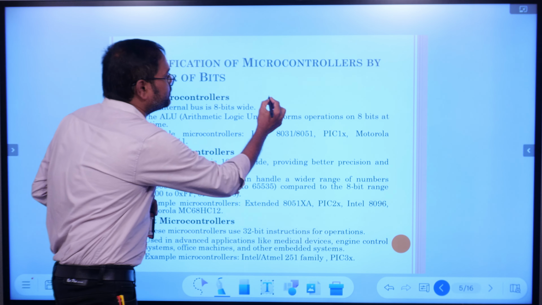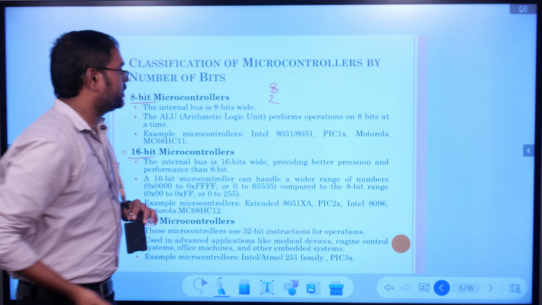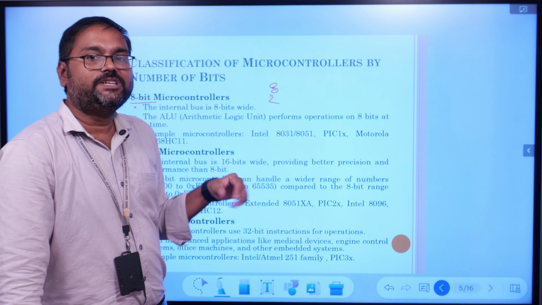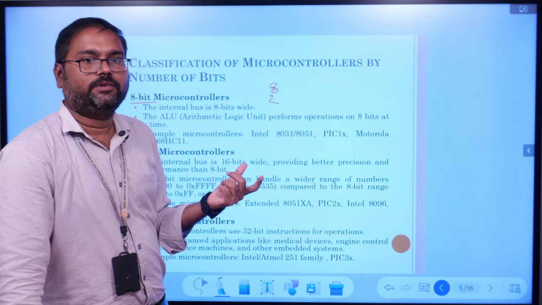So 8-bit means this particular processor can handle 2 power 8. Simply, it can process 8 bits of information at a time. That means 1 byte of data can be processed by the microcontroller at a time. So here the range is 2 power 8, and 2 power 8 means 0 to 255. This is the range of an 8-bit microcontroller.